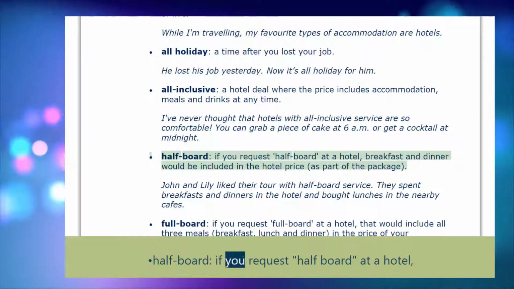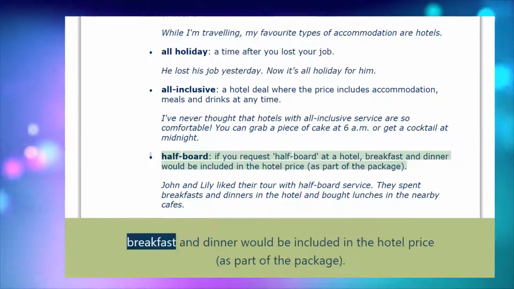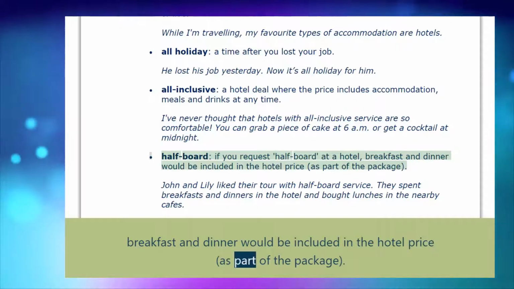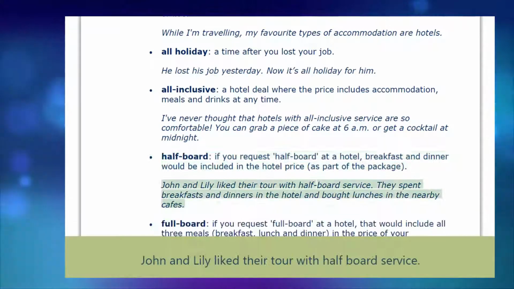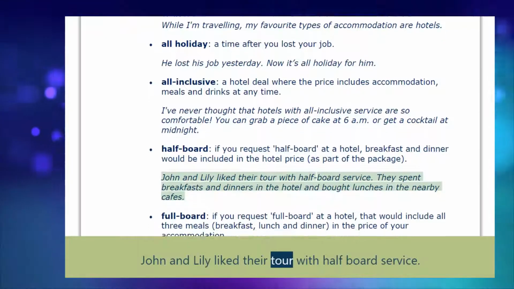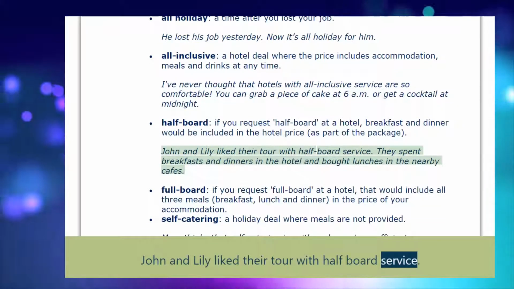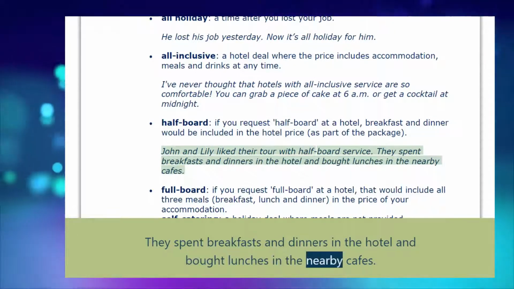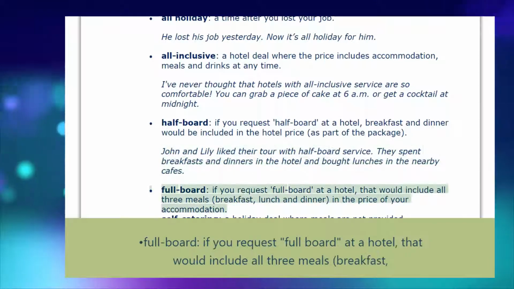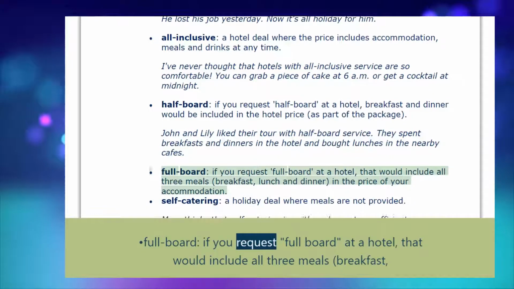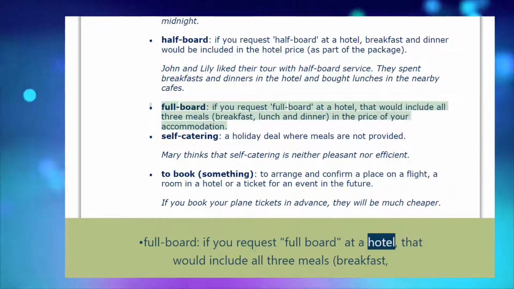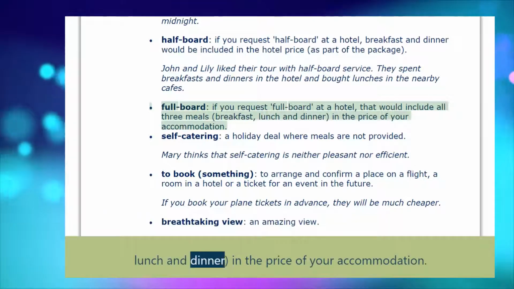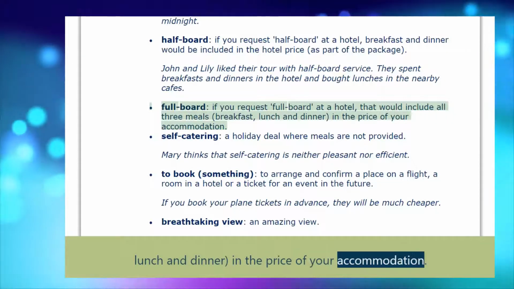Half-board. If you request half-board at a hotel, breakfast and dinner would be included in the hotel price, as part of the package. John and Lily liked their tour with half-board service. They spent breakfasts and dinners in the hotel and bought lunches in the nearby cafes. Full board. If you request full board at a hotel, that would include all 3 meals, breakfast, lunch, and dinner, in the price of your accommodation.